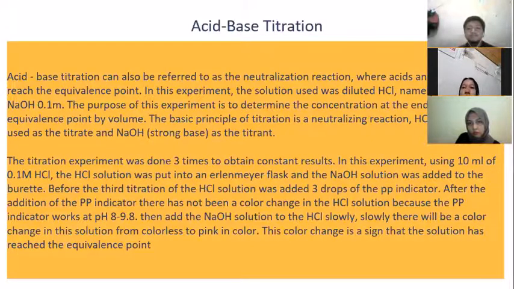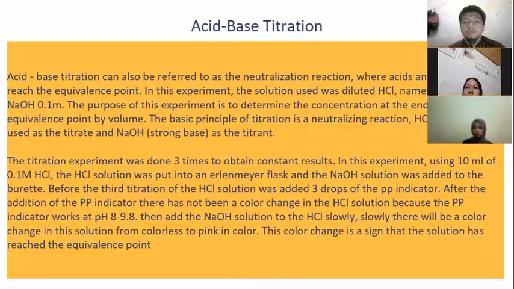And the last is acid-base titration. Acid-base titration can also be referred to as the neutralization reaction, where acids and bases react to reach the equivalence point. In this experiment, the solutions used were diluted hydrogen chloride, 0.1 molar, and natrium hydroxide, 0.1 molar. The purpose of this experiment is to determine the concentration at the end point and the equivalence point by volume.